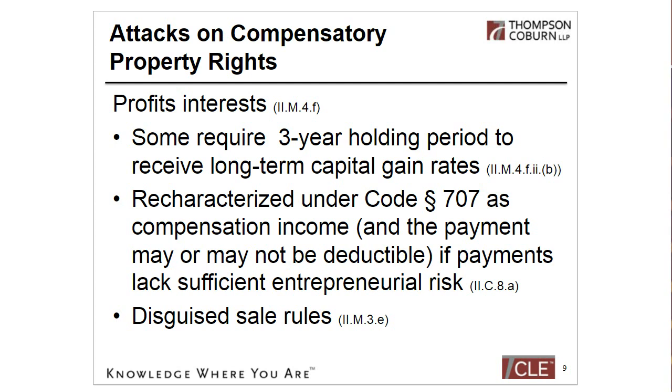Disguised sale rules: if you contribute property to a partnership and you get a flow of cash back, is that a disguised sale? I mean, if it's coming out of operating income with entrepreneurial risk associated with it, then that's going to be respected as a contribution to a partnership. But if you have a pretty certain flow back and it's above what might look like interest, then any payments above what would have been interest are considered to be a disguised sale.